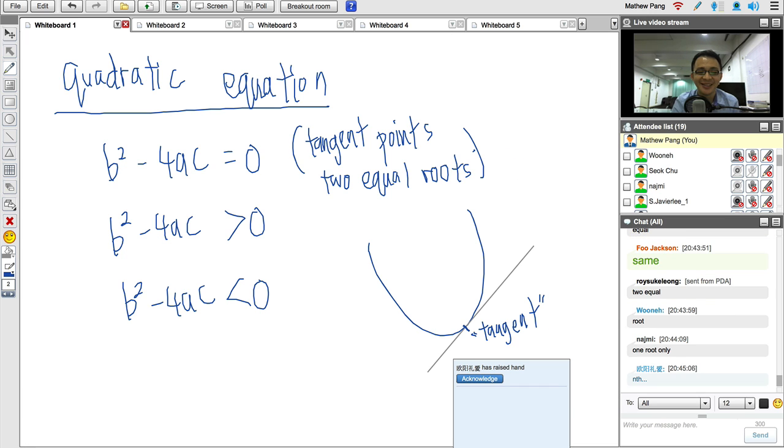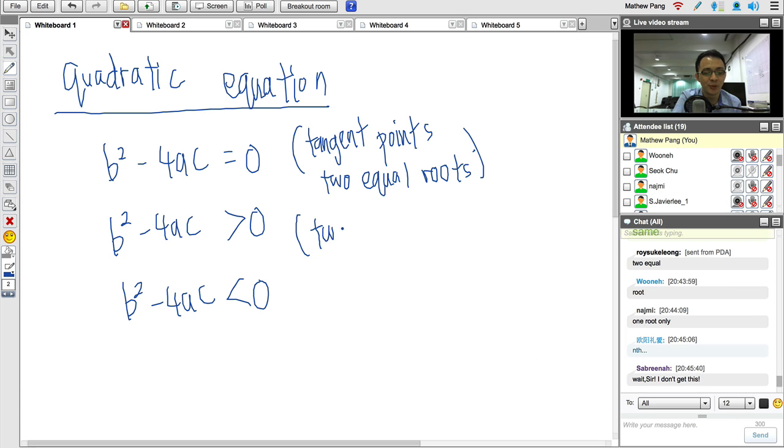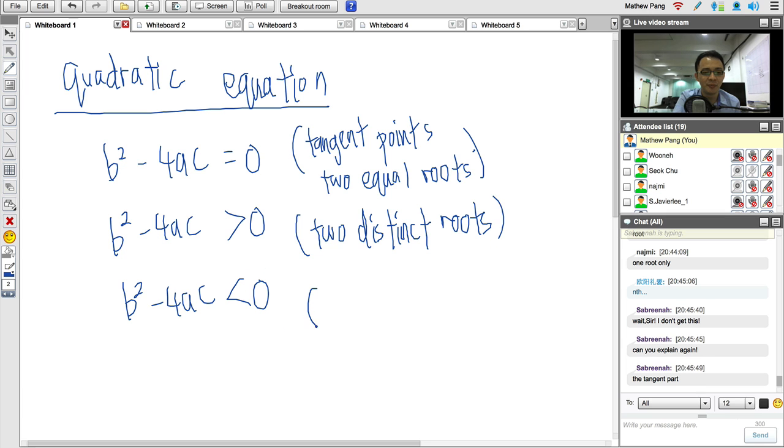Alright, then when bigger than 0 means what? Bigger than 0 is simple. When you see bigger than 0, it means you will have 2 different roots. So this means 2 distinct roots or 2 different roots, depending on what kind of reference book you use. And less than 0 means no roots, or sometimes they call it no intersection point. You just need to remember all these keywords because all these keywords represent something.